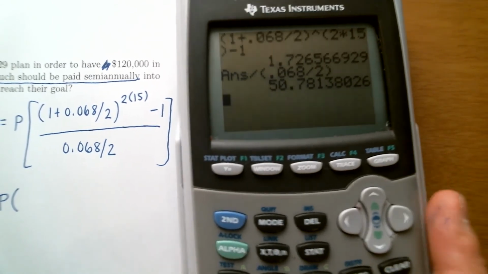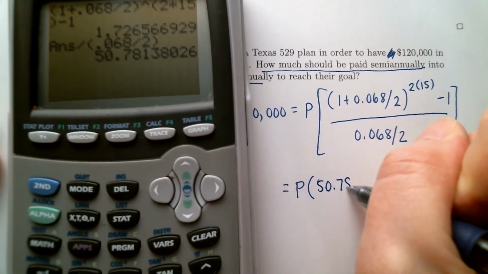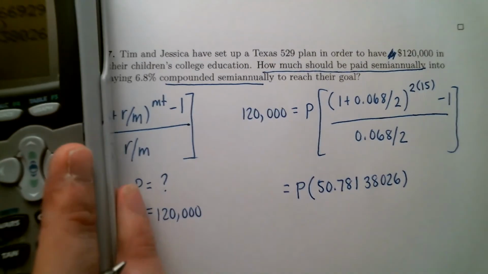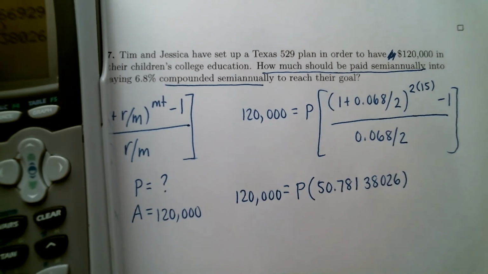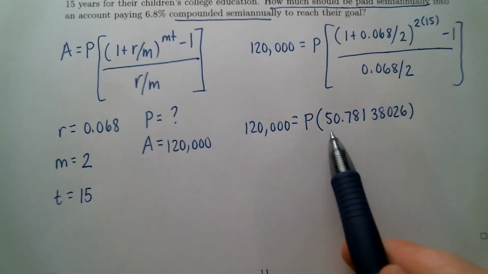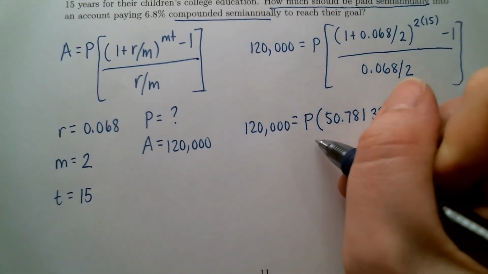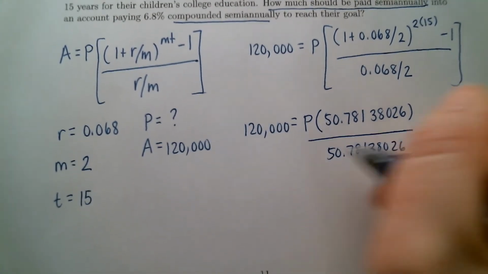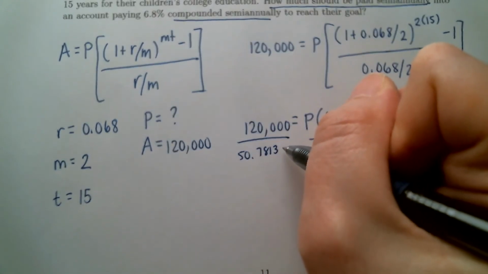So I'm going to go ahead and write that out. It's going to be P times 50.78138026. Okay, so the left side is still 120,000. Now if we want to isolate P, all we have to do is divide both sides by this number. P is multiplied by this. To undo that, you're going to divide it off. So we're going to take both sides and divide by this number. Got to write tiny over here. Got to carry all the digits.